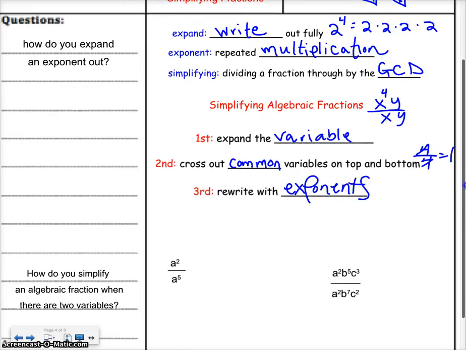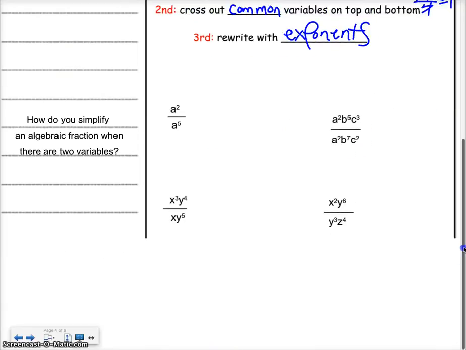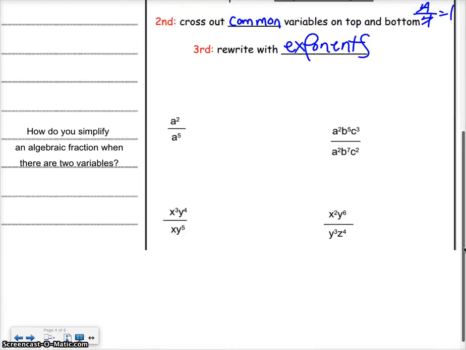Okay, watch. A squared over a to the 5th. Step 1 says expand out the variables. So how many a's on top? 2 a's. So I'm going to write a times a over. How many a's on the bottom? 5 of them. 1, 2, 3, 4, 5.